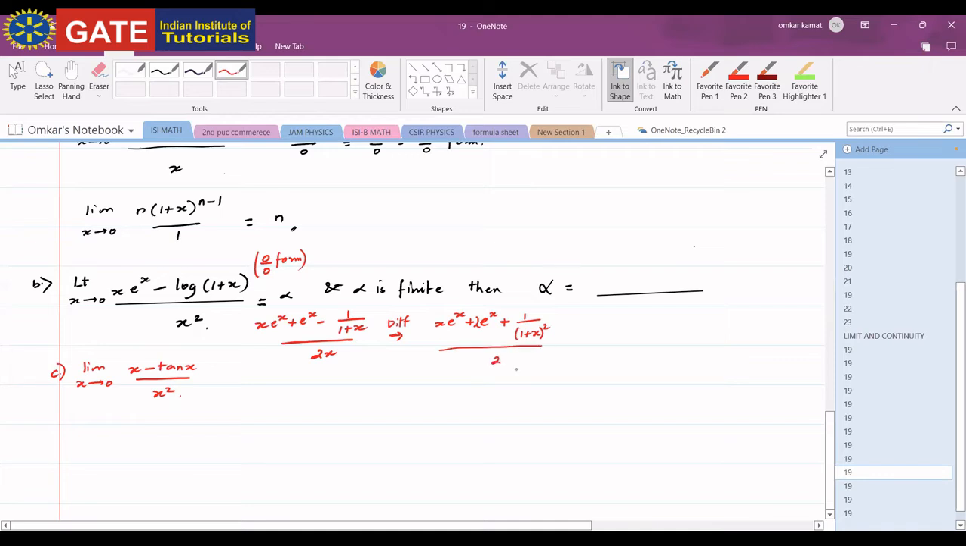Now as x tends to 0, this will be 0, this will be 2 plus 1 divided by 2. So the answer is 3/2, a finite value. So the value of alpha is 3/2. Understood? Yes, sir. There is the answer, 3 minus 1. This one, recheck.